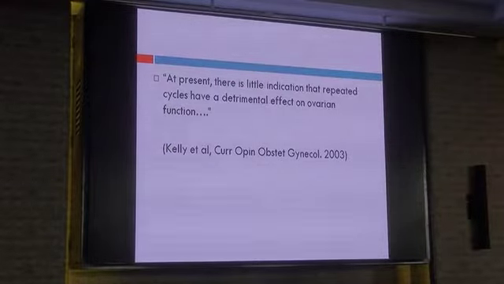What we can really say is that since 2003, in Current Opinion in Obstetrics and Gynecology, there is a clear statement: at present, there is little indication that repeated cycles have a detrimental effect on ovarian function.